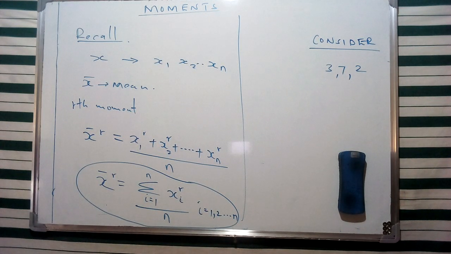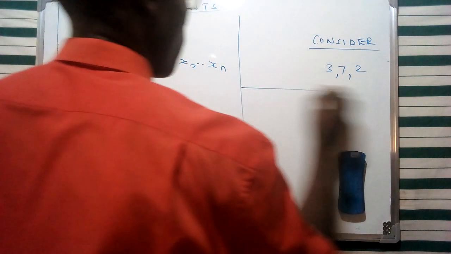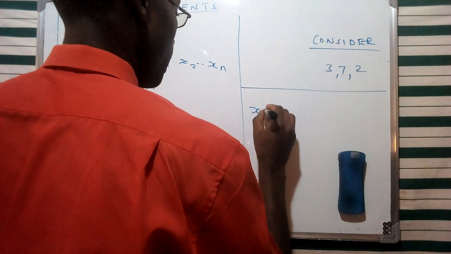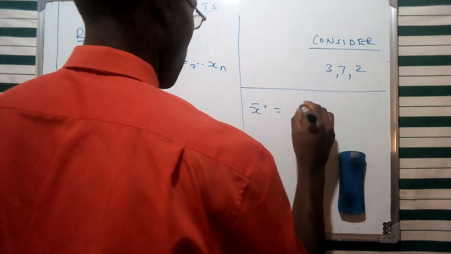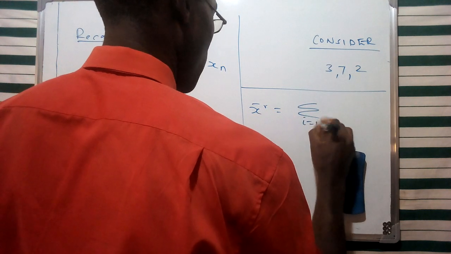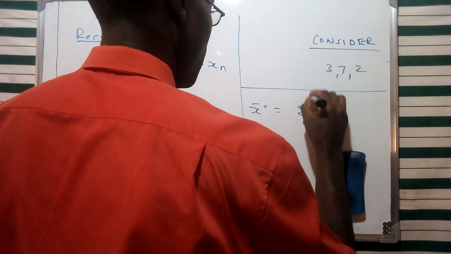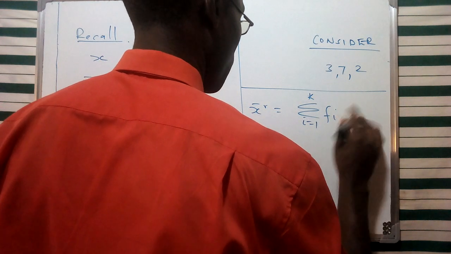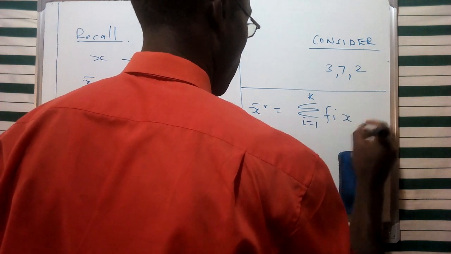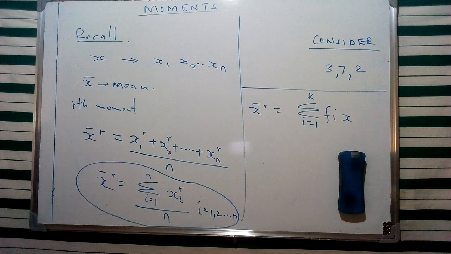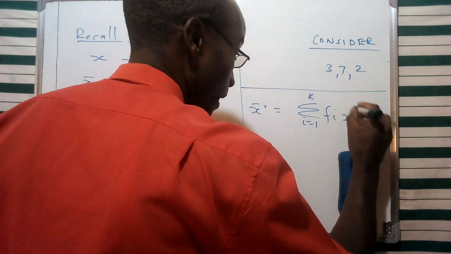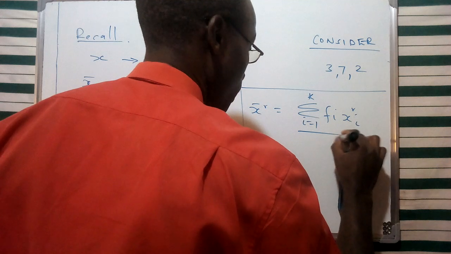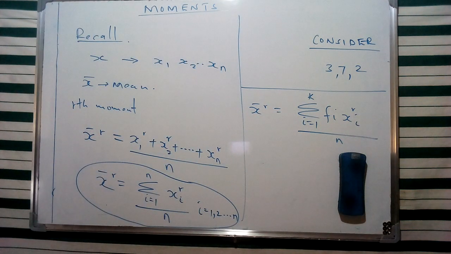And we had said that we can consider the case for the frequency distribution, whereby we see that this nth moment can be represented in terms of the summation from i equals 1 to k of the frequency f times x i to the r, and then we are going to have this divided by n, given as such.